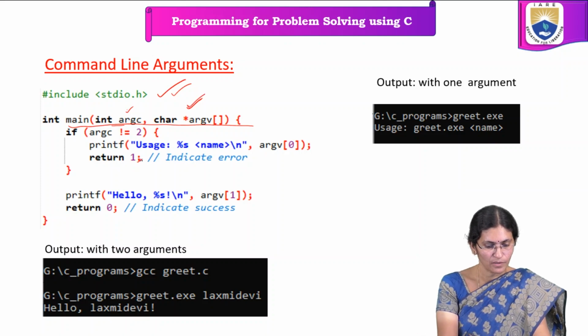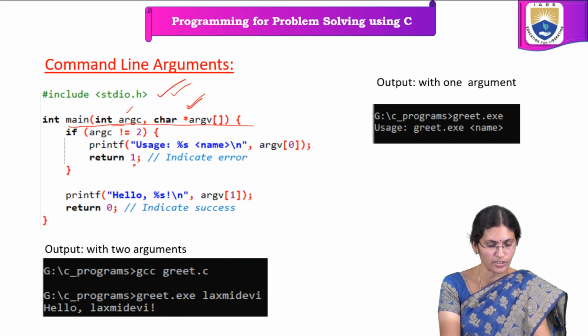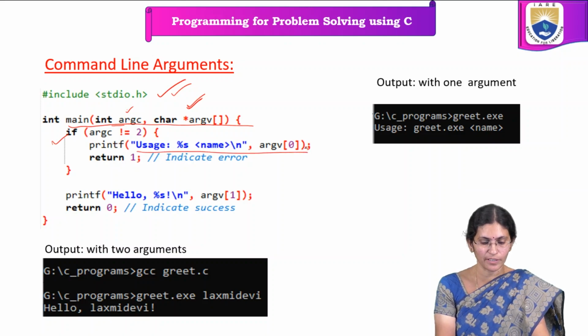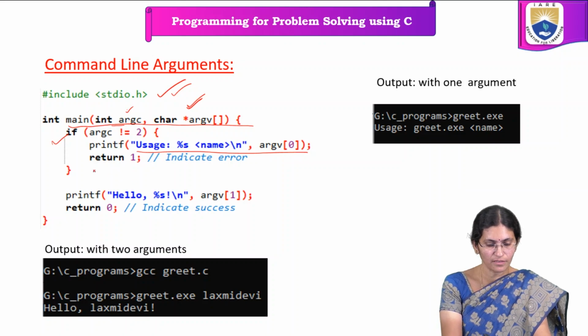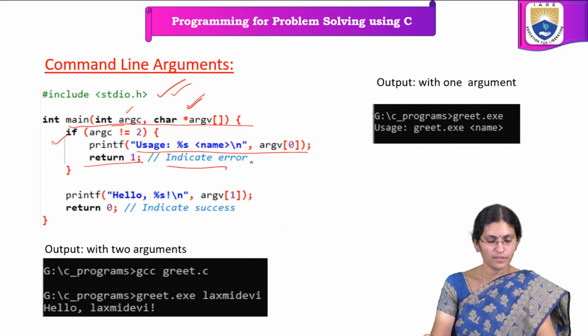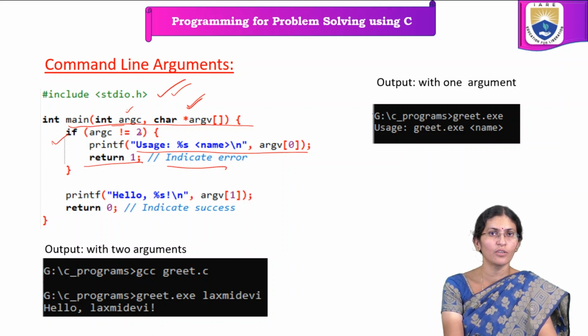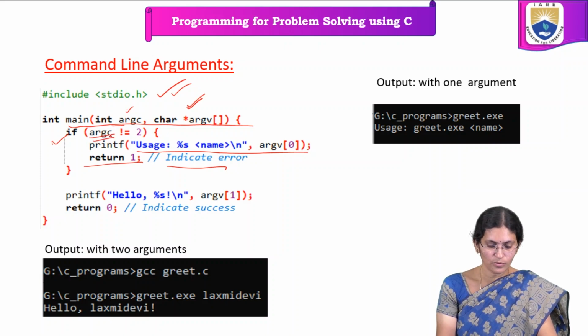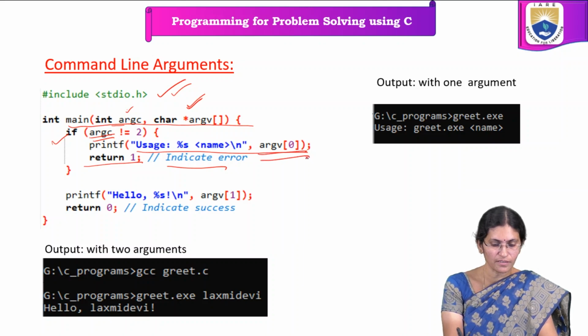We have written a conditional statement here: if ARGC is not equal to 2, this line is printed. Then after that, return 1. This indicates that if we are not giving 2 arguments, it will print this message. So let us see the output of this one.